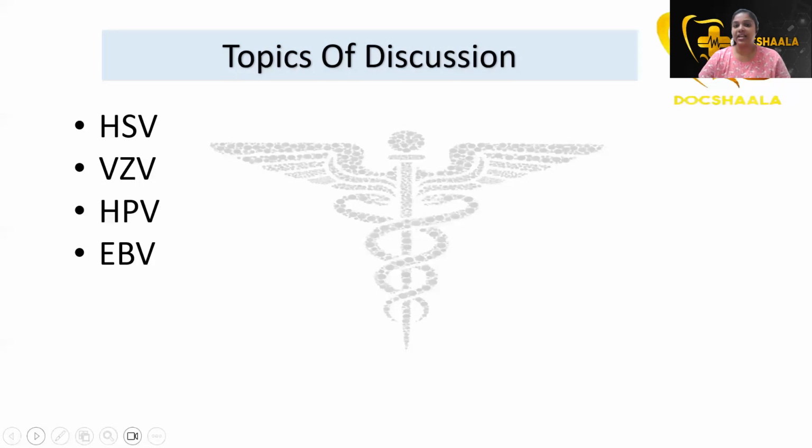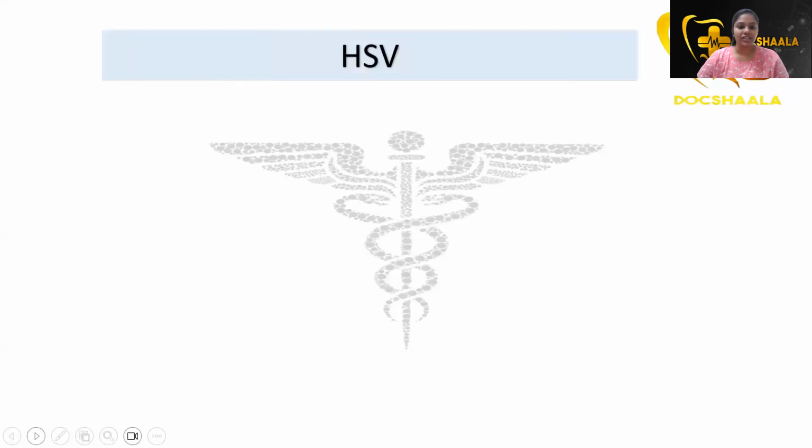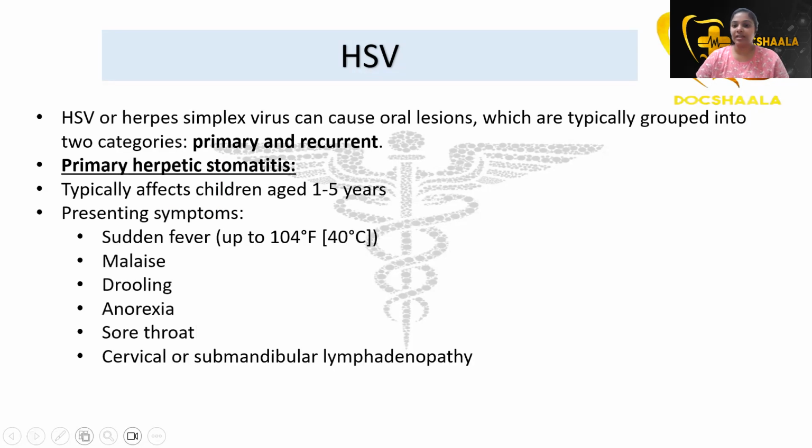Let's see them one by one. So HSV, the herpes simplex virus. It can cause oral lesions and it is the most common organism to cause oral lesions. It is divided into two main categories, that is primary and recurrent herpetic stomatitis. The primary herpetic stomatitis typically affects children with the age of 1 to 5 years. Okay, this is important. So it affects children with the age of 1 to 5 years.